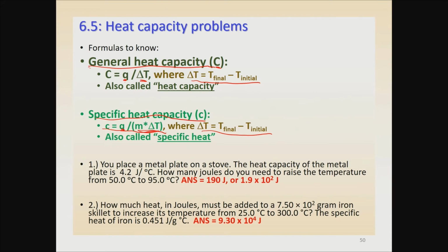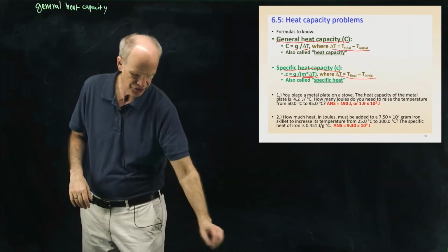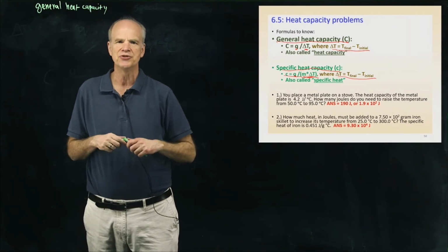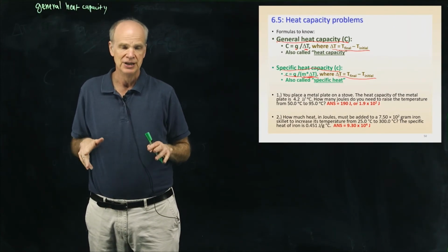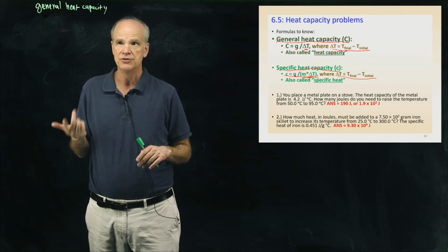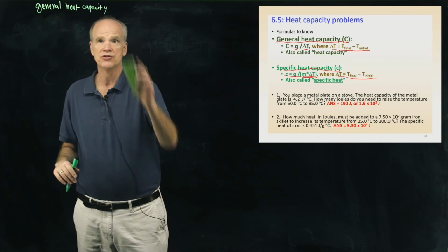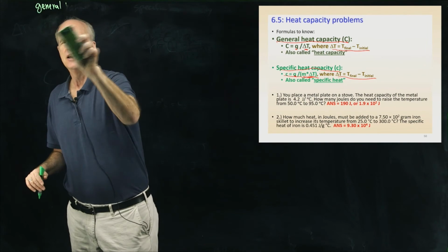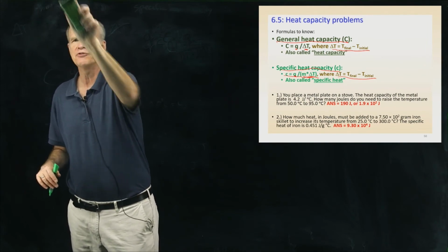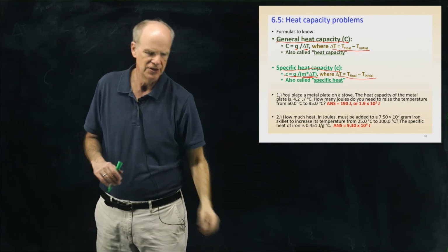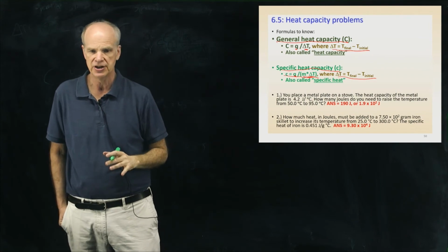The specific heat of iron is 0.451 joules per gram degree Celsius. Okay, so let me go to the board and solve this. The first thing you have to figure out is whether you need the formula for the general heat capacity or the specific heat capacity. So we have to carefully read through the problem and see what hints there are as to the kind of problem it is.